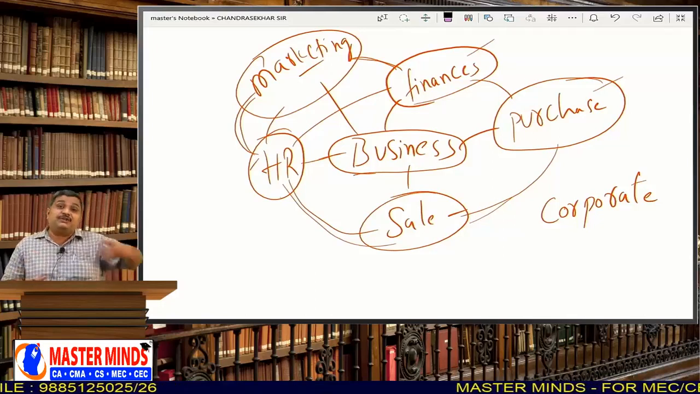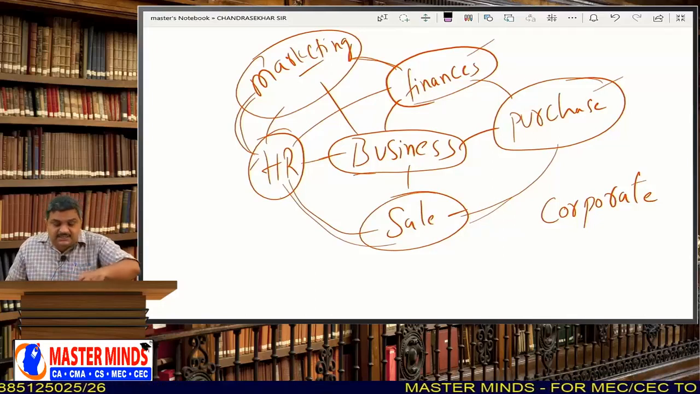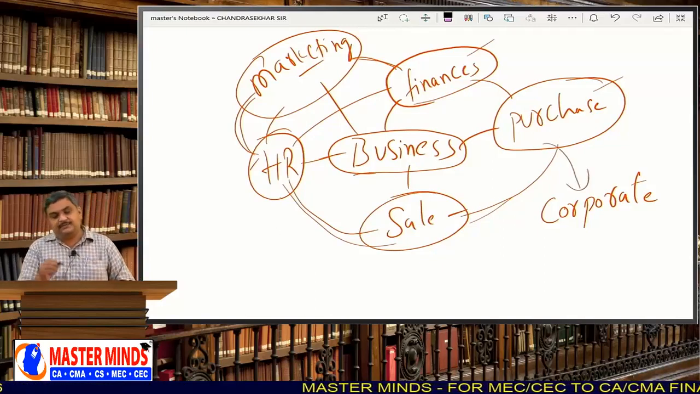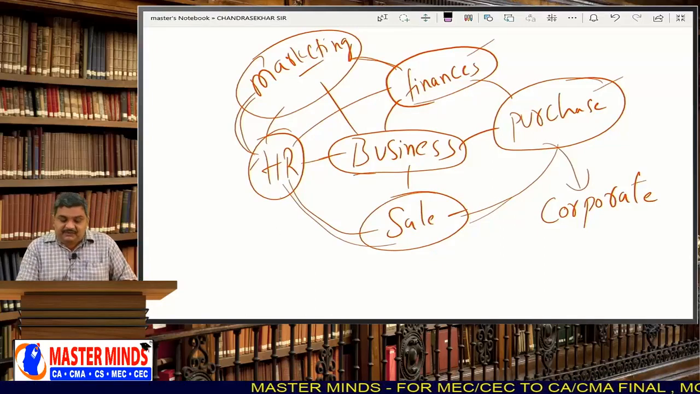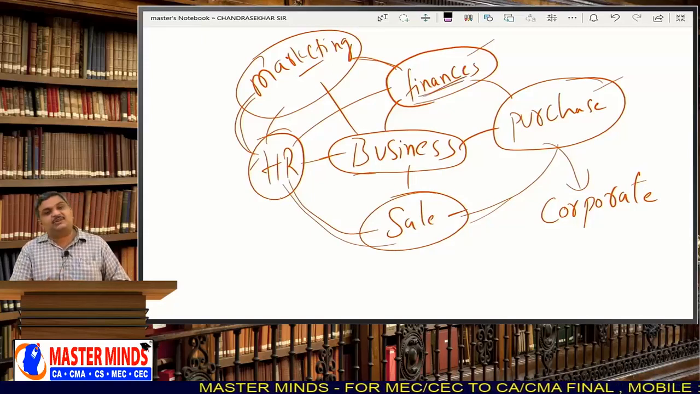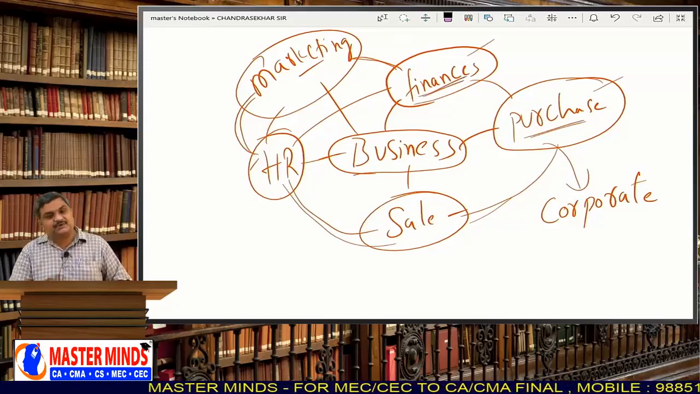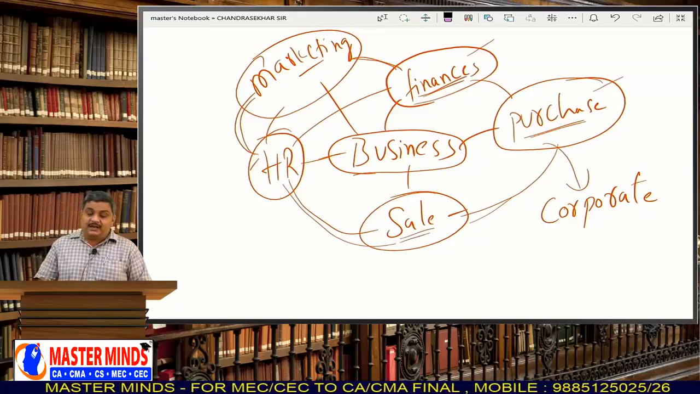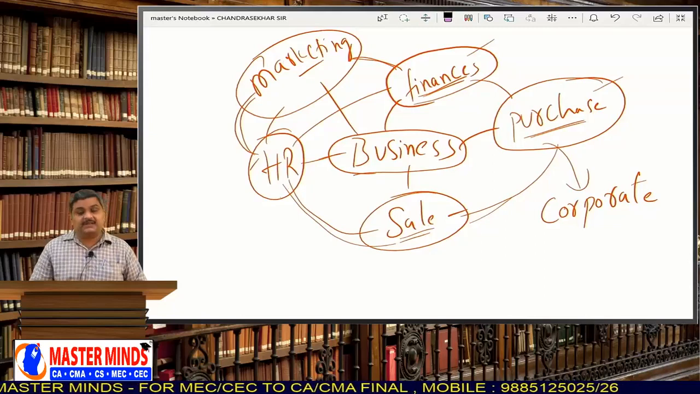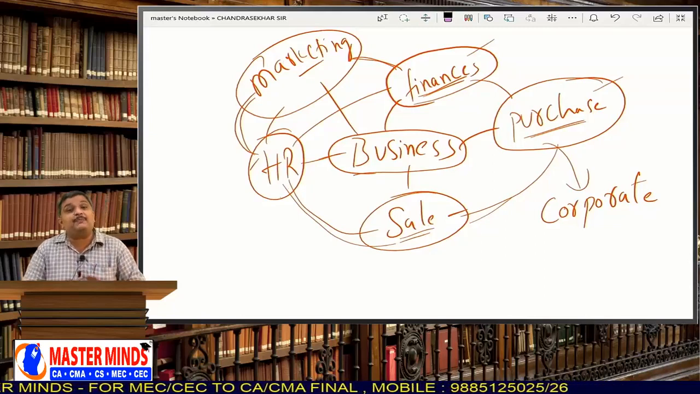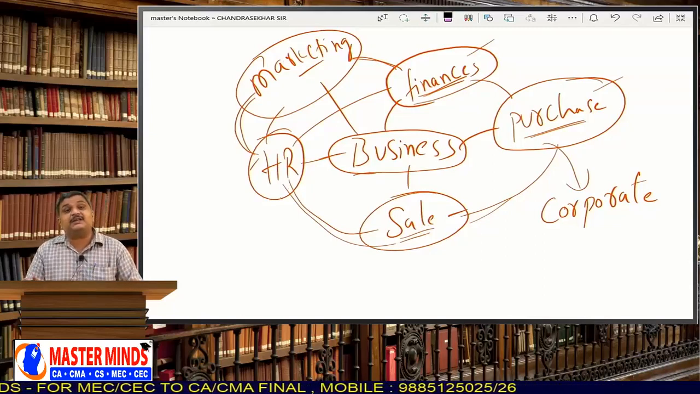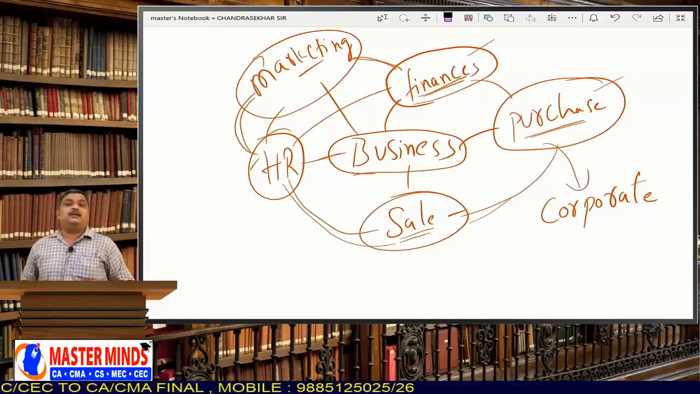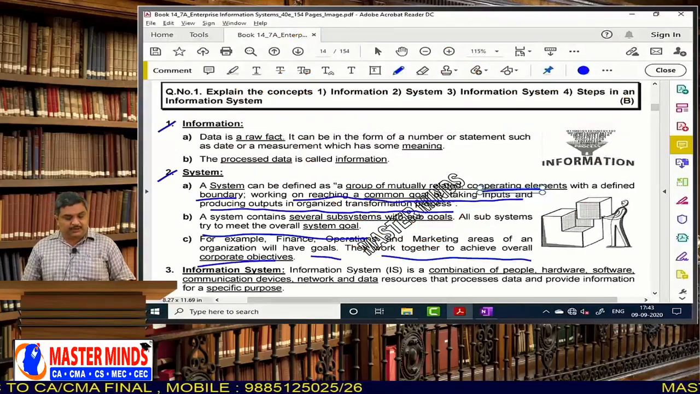And in order to achieve that objective, all these departments, all these functions should work. That means, see, finance is itself a subsystem. Purchase is itself a subsystem. Sales is itself a subsystem. And all these subsystems of business should not work independently. They have to work in an interdependent manner in order to achieve the goal of the business. That is the most important thing.